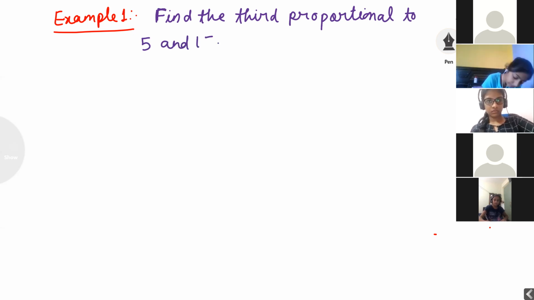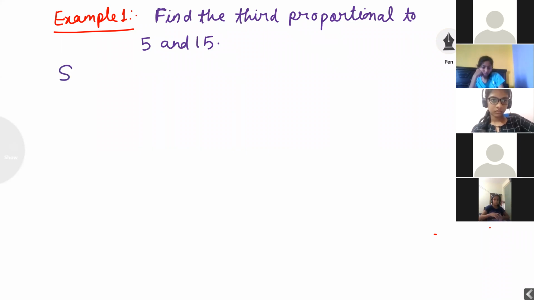Yesterday I gave this question. Now today I am going to explain this question. Yesterday I explained how to find mean proportion. Mean proportion is also called continued proportion. Whatever concept we are learning comes under application of proportion. Now, how to find third proportion? Very easy concept.